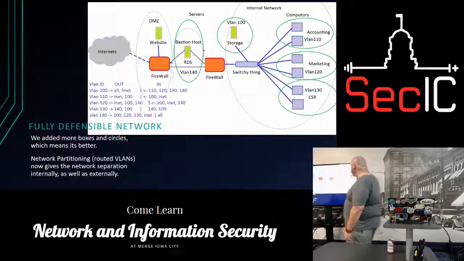So VLAN 110 are accounting computers. It can take outbound to the internet, and it can take outbound to storage. But it doesn't need to go outbound anywhere else. Accounting computers don't need to talk to marketing. Accounting computers don't need access to the CSRs, right? There's no point in having that. So cut it off and defend it. It can take inbound from, again, the storage server and the internet, because, I don't know, banking websites, why not?